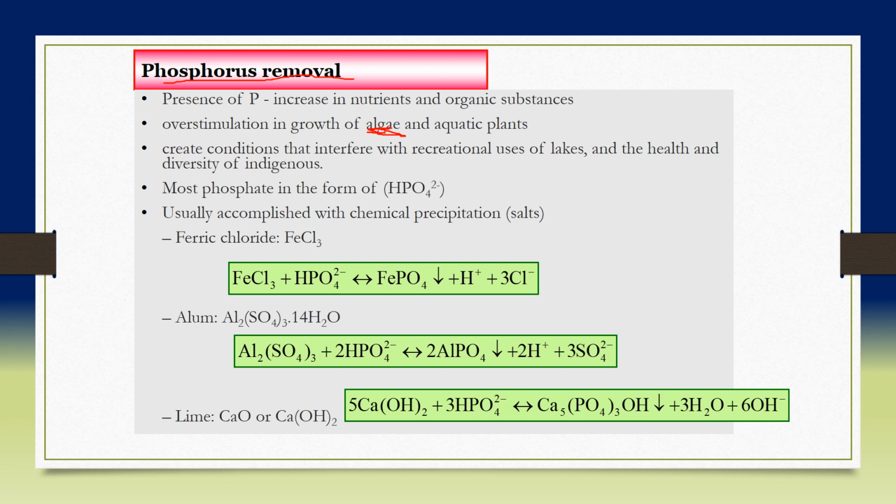So usually for the phosphorus removal, dia akan tambahkan ferric chloride, alum dan juga lime. So penambahan ketiga-tiga chemical ni, dia akan remove the phosphorus through chemical precipitation salts. Okay.